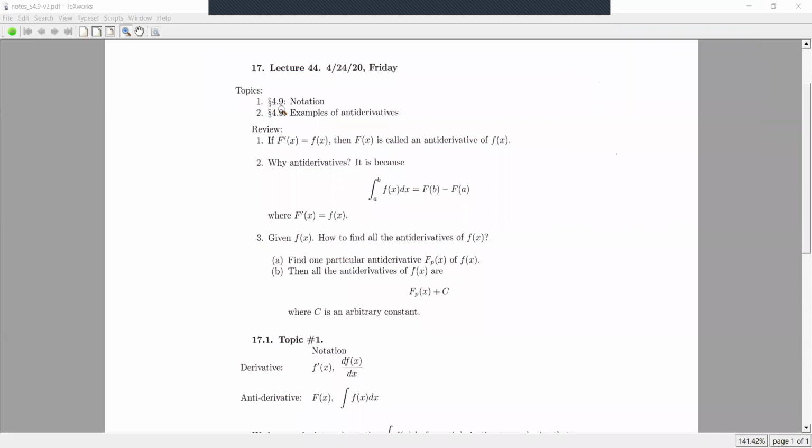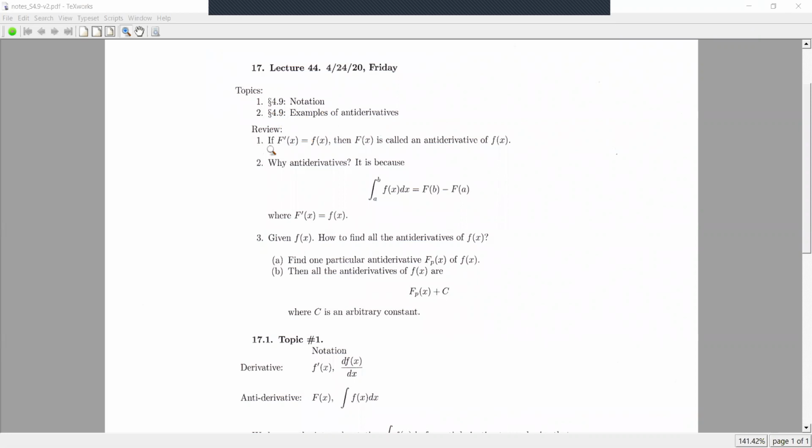Section 4.9, Antiderivatives. Two topics today. Topic 1, the notation for an antiderivative. Topic 2, examples of antiderivatives. Have a review first.